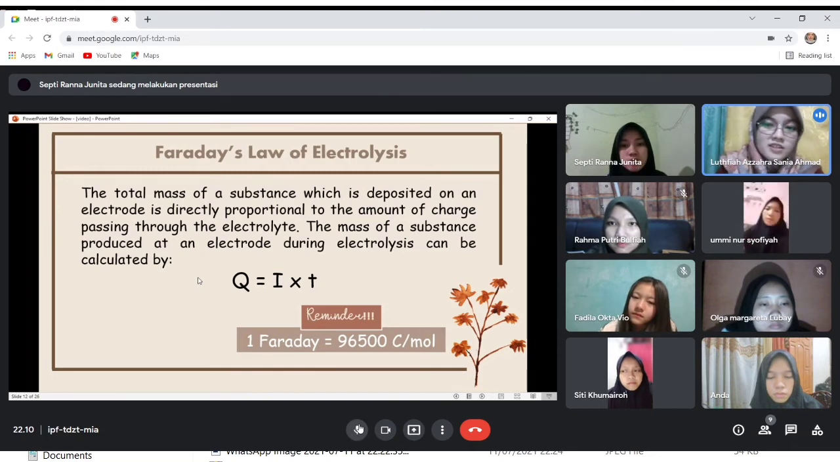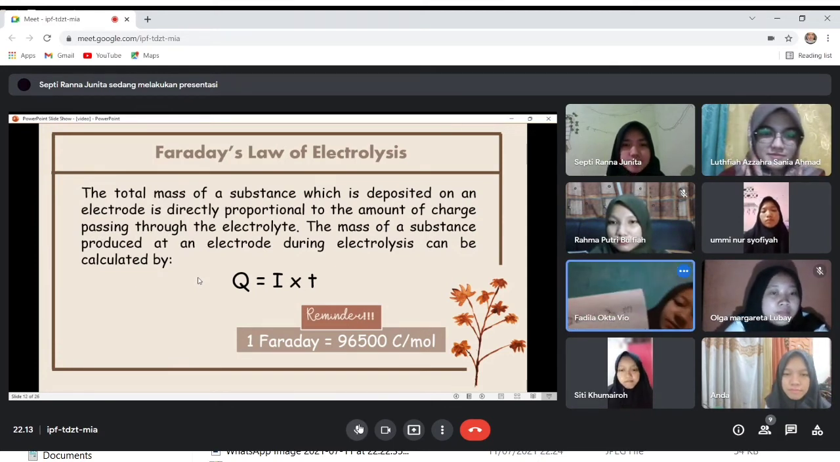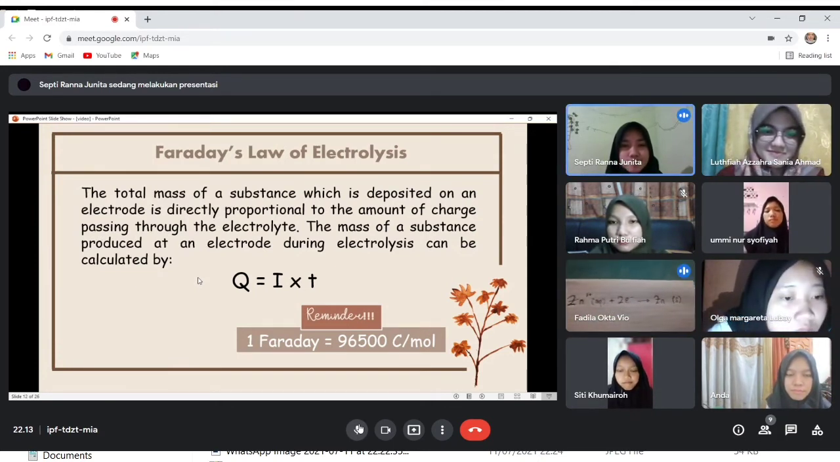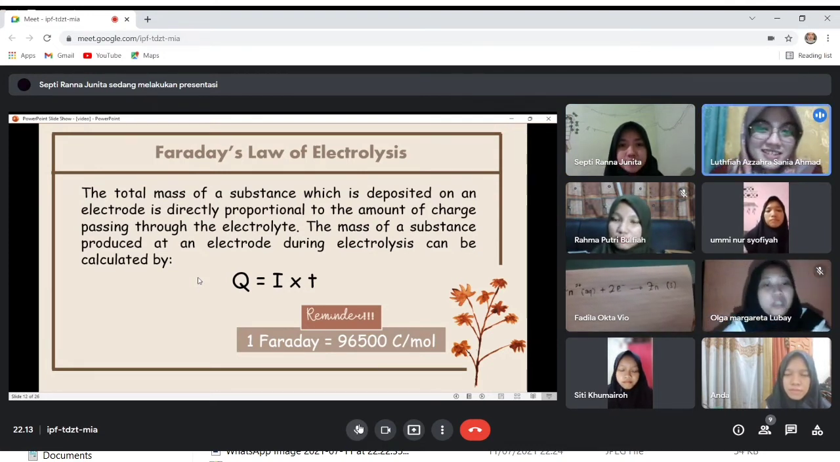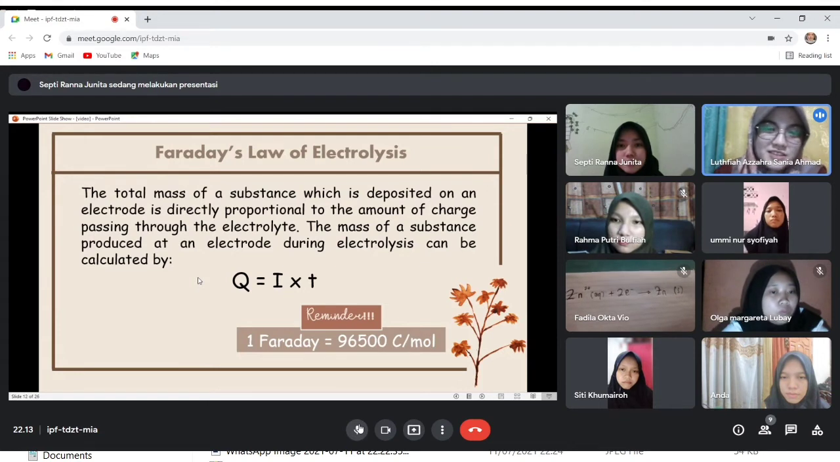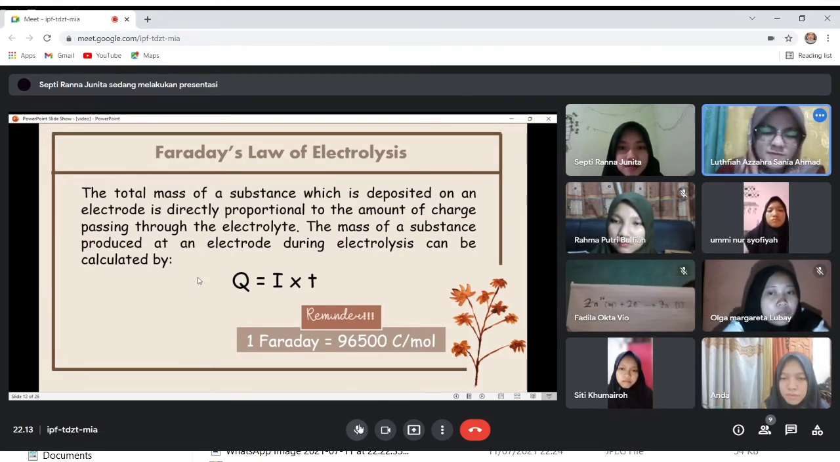Who can write the reaction in the cathode on your notes? Me, miss. Is it like this, miss? Okay, thank you. Now look at the screen. Based on the reaction, how many mole of zinc are formed? 1 mole, Miss. Yes, that's right.